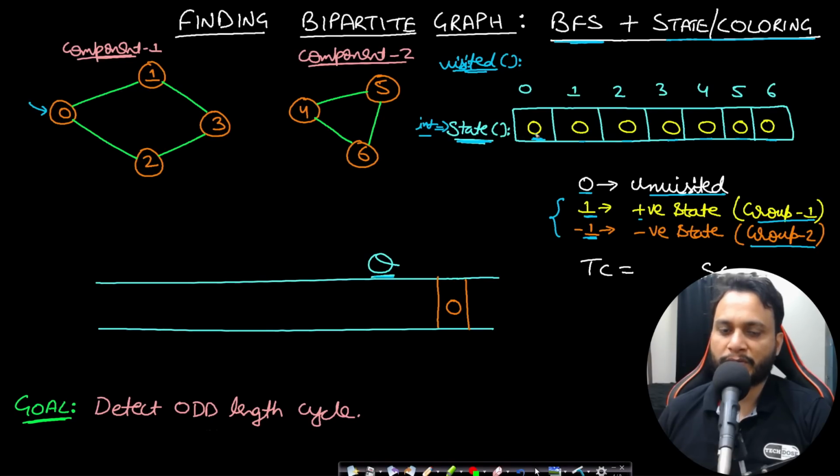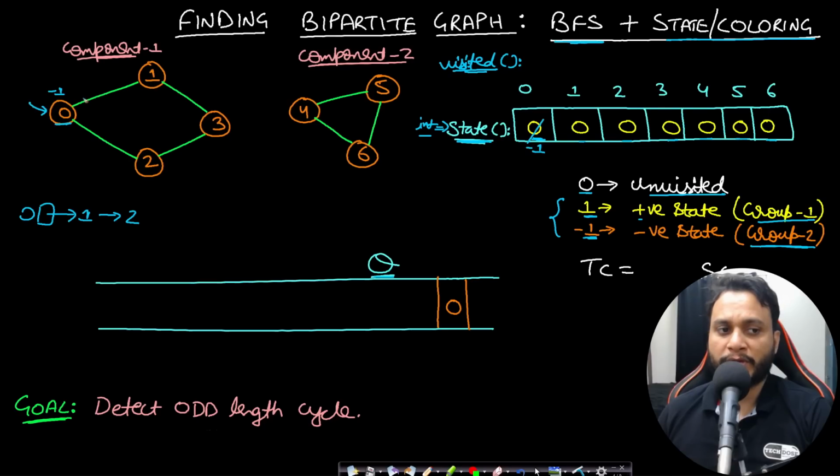This is not visited. So what I will do is I will push this into a group. Let's say that I write here -1. So this means that this has been pushed into group 2. So the state here is -1. Okay, state here is -1. So if this is pushed in group 2, then what is expected out of the adjacency list of this 0? In the adjacency list of 0, you will find 1 and 2 to be present.